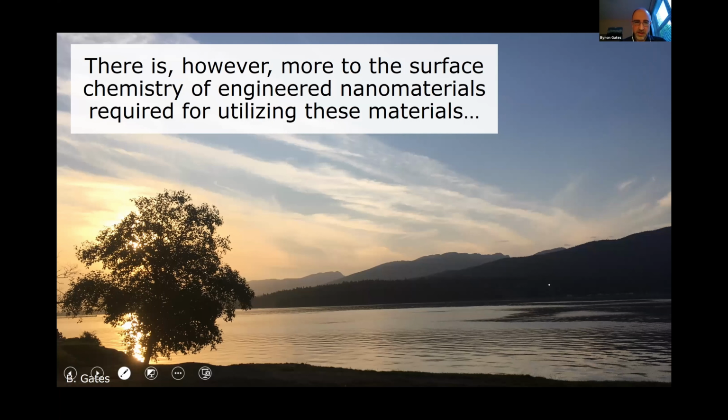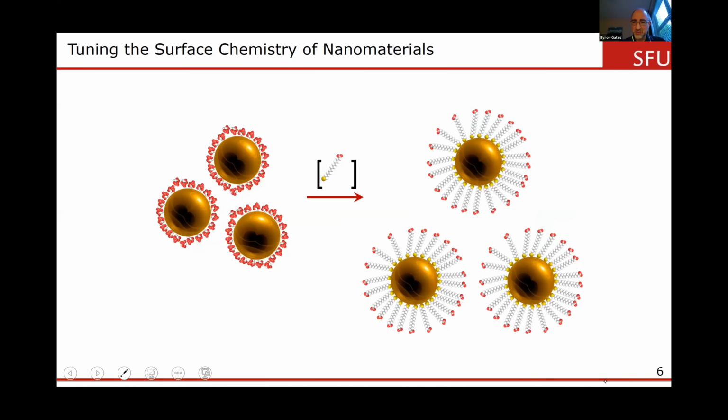So in the background, you're going to see some pictures of the surrounding countryside of British Columbia. I love taking photography, and so you'll see a few of those throughout.